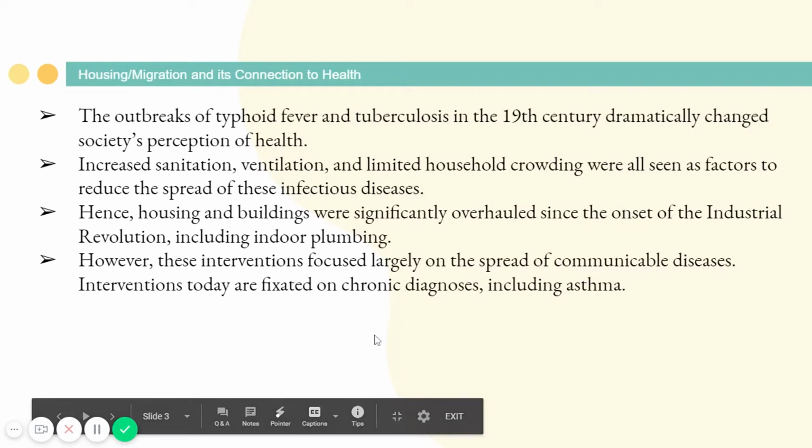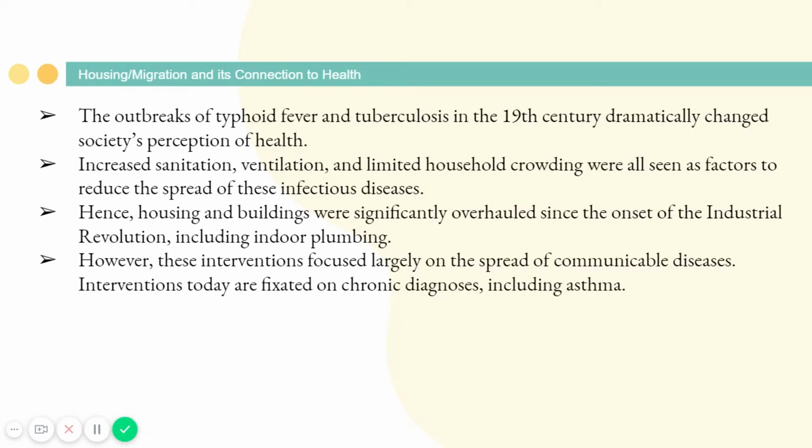To continue, the outbreaks of typhoid fever and tuberculosis in the 19th century dramatically changed society's perspective of health. Increased sanitization, ventilation, and limited household crowding were all seen as factors to reduce the spread of these infectious diseases. Hence, housing and buildings were significantly overhauled since the onset of the Industrial Revolution, including indoor plumbing. However, these interventions focused largely on the spread of communicable diseases. Interventions today are fixated on chronic diagnoses, including asthma.